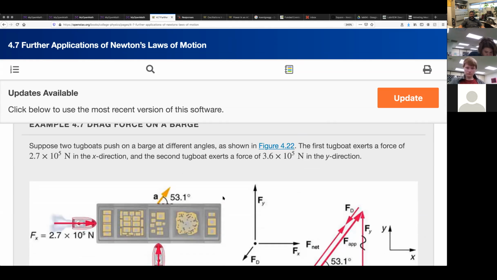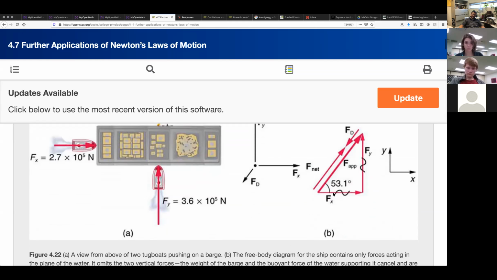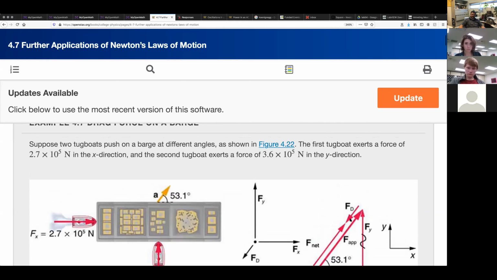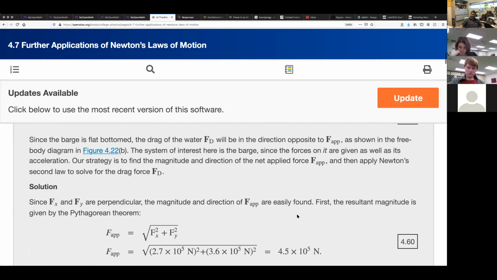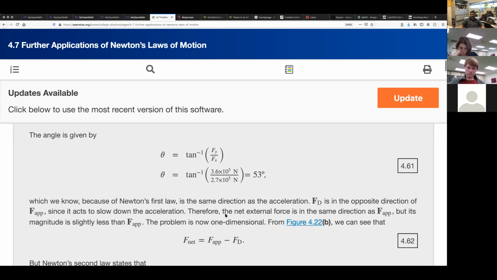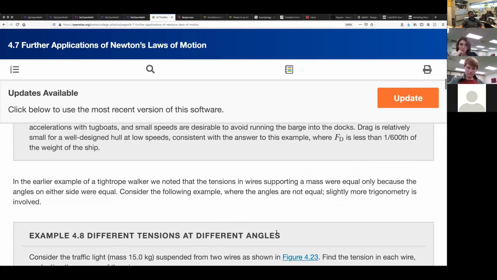We start off with a drawing, we go to a free body diagram. In this case, in the free body diagram, they used the vectors here to solve for that angle. Once they got that angle, they could calculate the direction of the applied force, and they could use the forces to calculate also the total applied force in that direction. Then they plugged it into Newton's second law and solved for the drag force. No matter how you cut it, you can use Newton's second law to solve these problems.